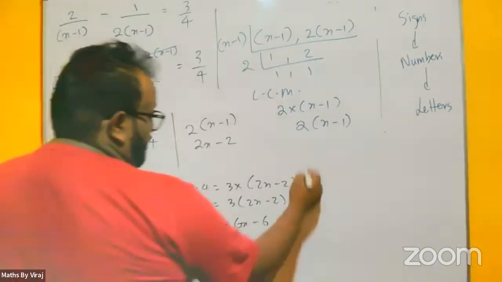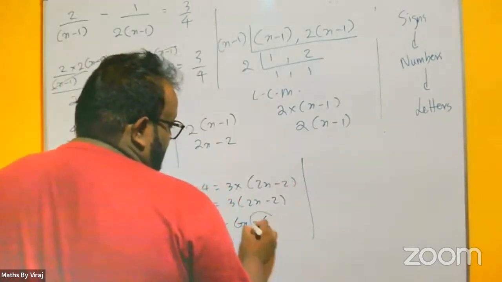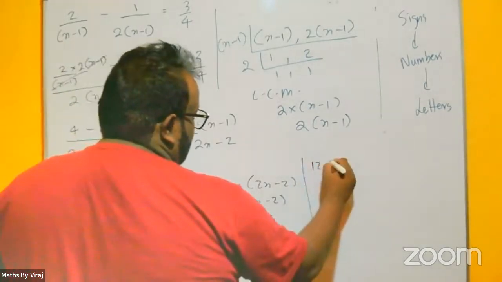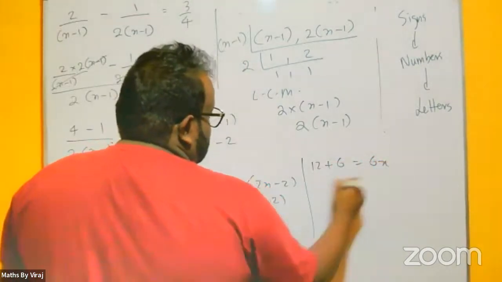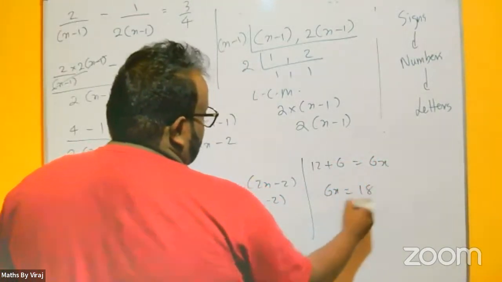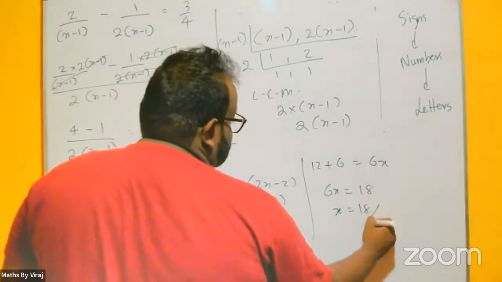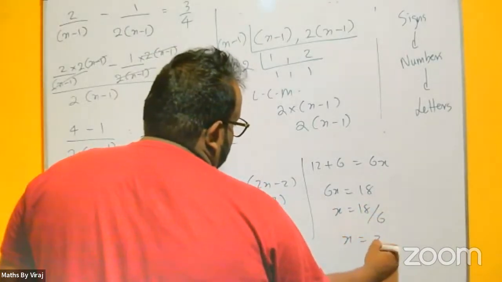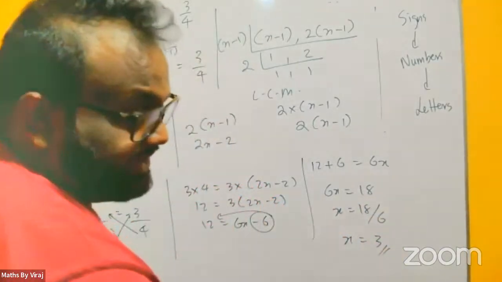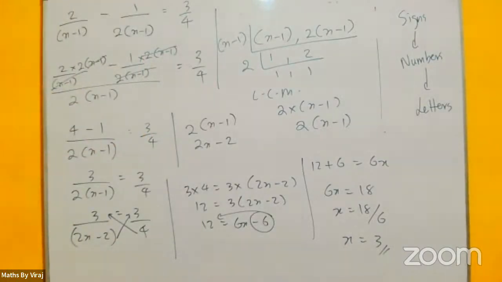Right? Now, minus 6 taken to the other side. What do we have, children? 6x is equal to 18. Now 18 is divided by 6. And hence, you get the answer to be plus 3.